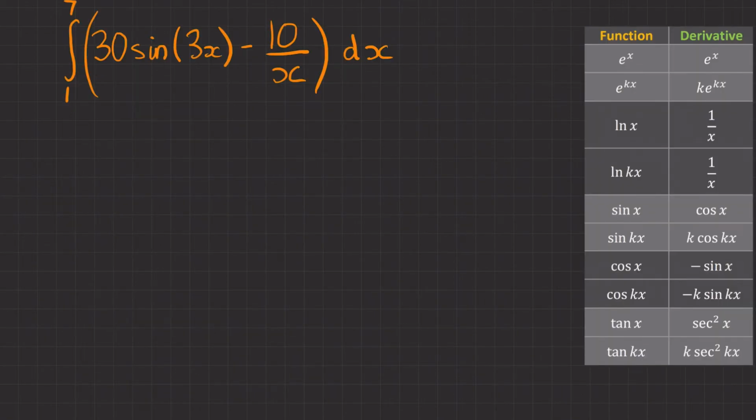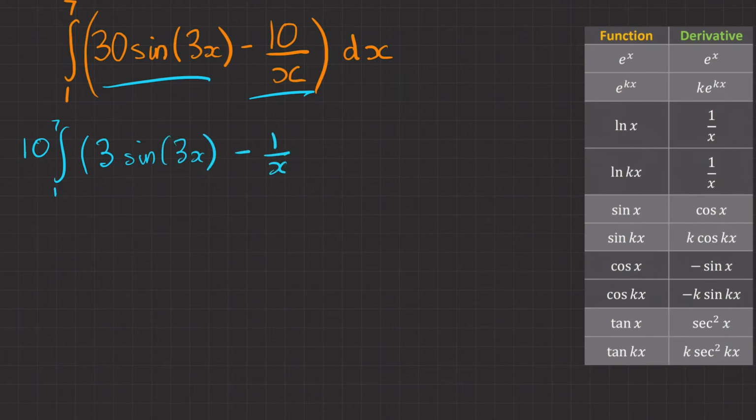Last example before your turn questions, we've got 30 sin 3x and minus 10 over x. They've got a common factor of 10, so we're going to take out a factor of 10, so 10 multiplied by the integral bounded between the points 1 and 7, of 3 sine 3x minus 1 over x with respect to x. Working these two parts out now.